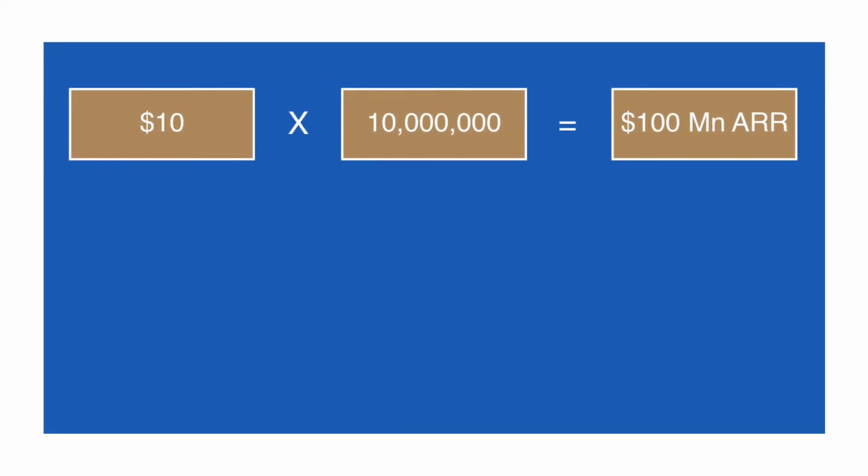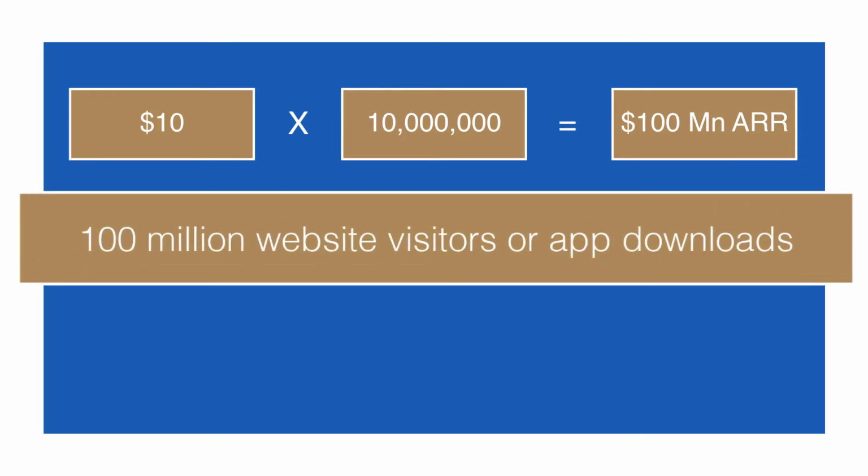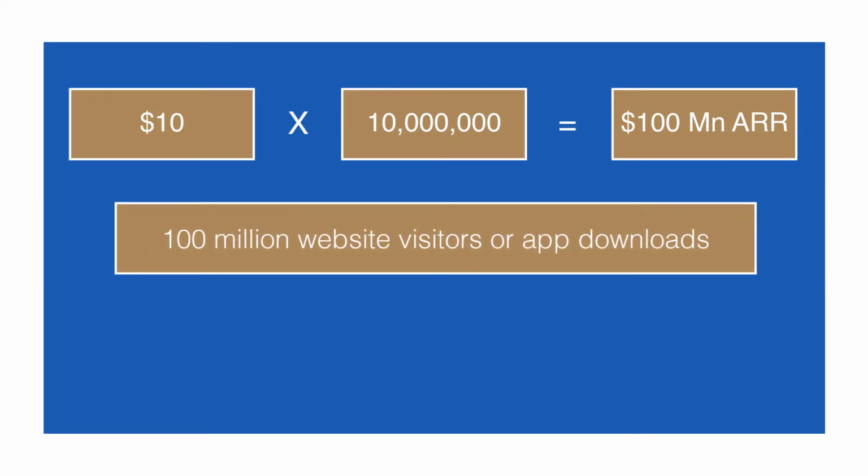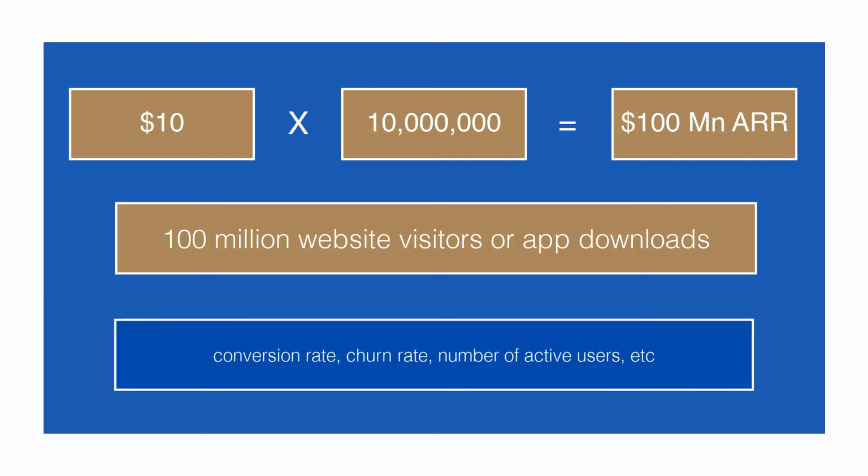Now let's move on to the product with an ARPU of $10 per year each. To get 10 million active users who will pay $10 each per year, you need roughly 100 million website visitors or app downloads. This is of course a simplification. And the precise number depends on various factors like your conversion rate, churn rate, number of active users, etc.